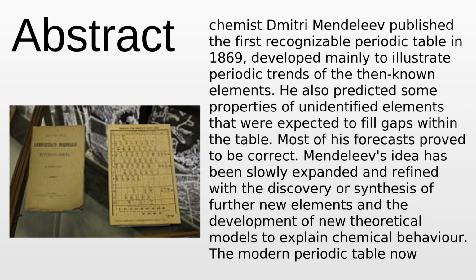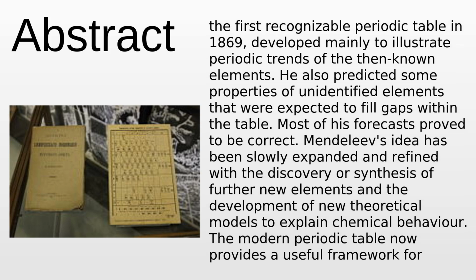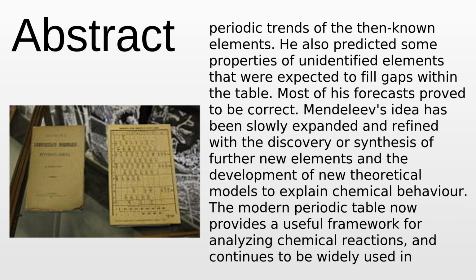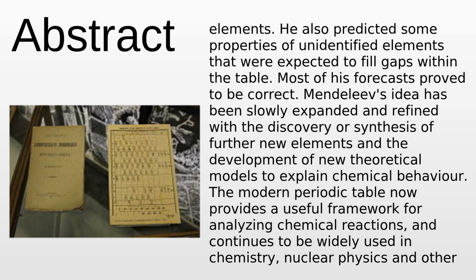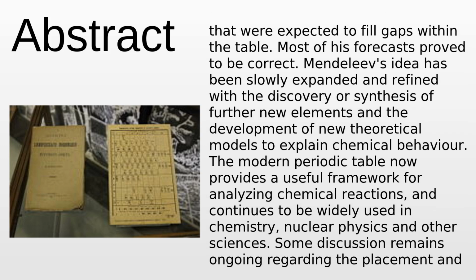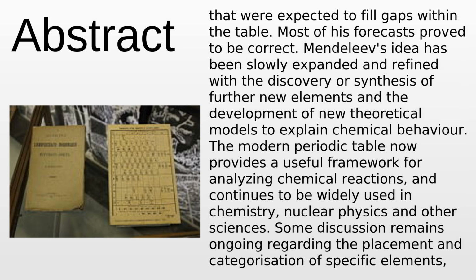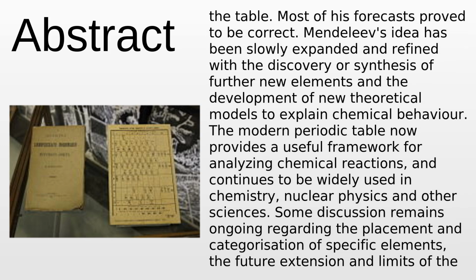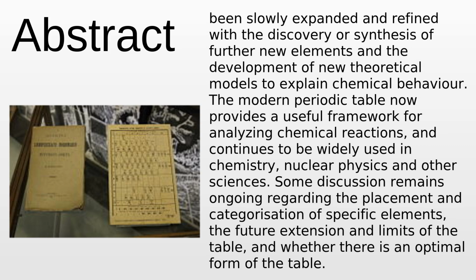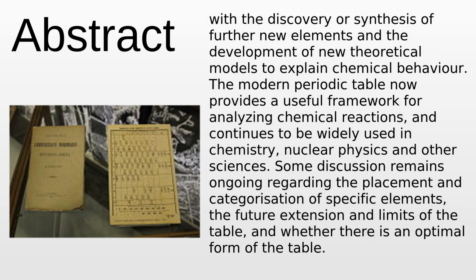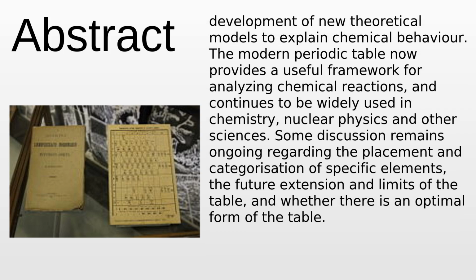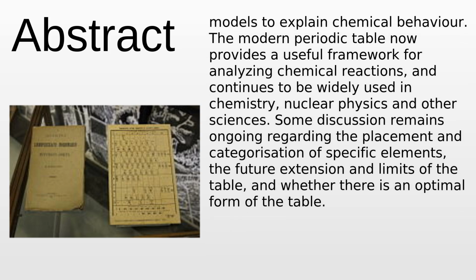Russian chemist Dmitry Mendeleev published the first recognizable periodic table in 1869, developed mainly to illustrate periodic trends of the then-known elements. He also predicted some properties of unidentified elements that were expected to fill gaps within the table. Most of his forecasts proved to be correct. Mendeleev's idea has been slowly expanded and refined with the discovery or synthesis of further new elements and the development of new theoretical models to explain chemical behavior.